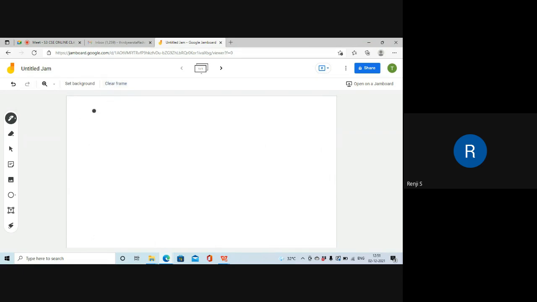So can anyone explain what this method is? Those who understood, can anyone unmute and answer what we are going to do in this method? What are we going to do? Come on fast. Those who understood, you can say. What is the first step? What should you do?